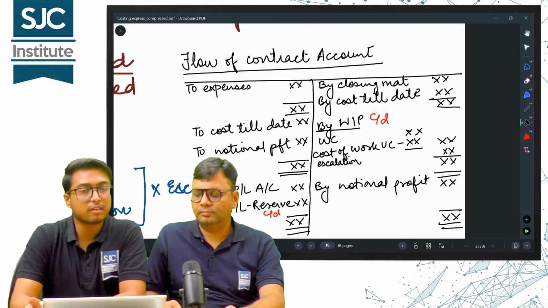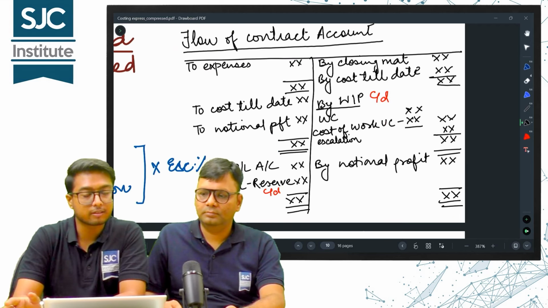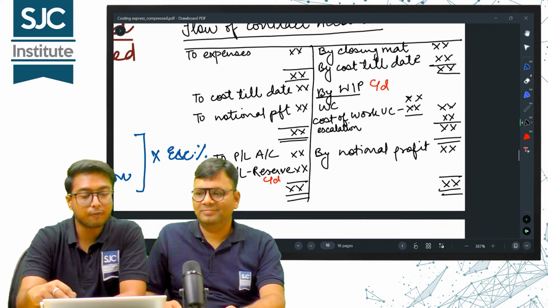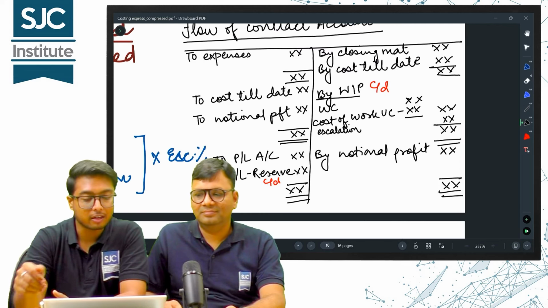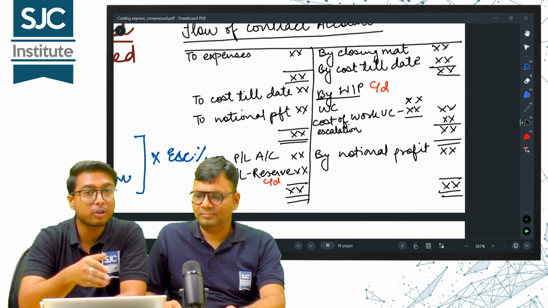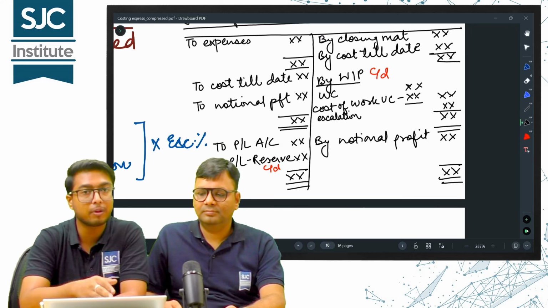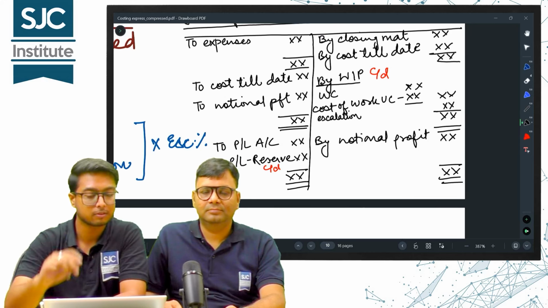If any escalation persists, it will be added to the work in progress. Now, sometimes what happens in the question is that the contract account is prepared for multiple years. In that case, the flow will be same. But in the second year, this work in progress will be transferred to the debit side or will be carried forward as the first item. And this PL reserve will be transferred to the credit side as the second item.